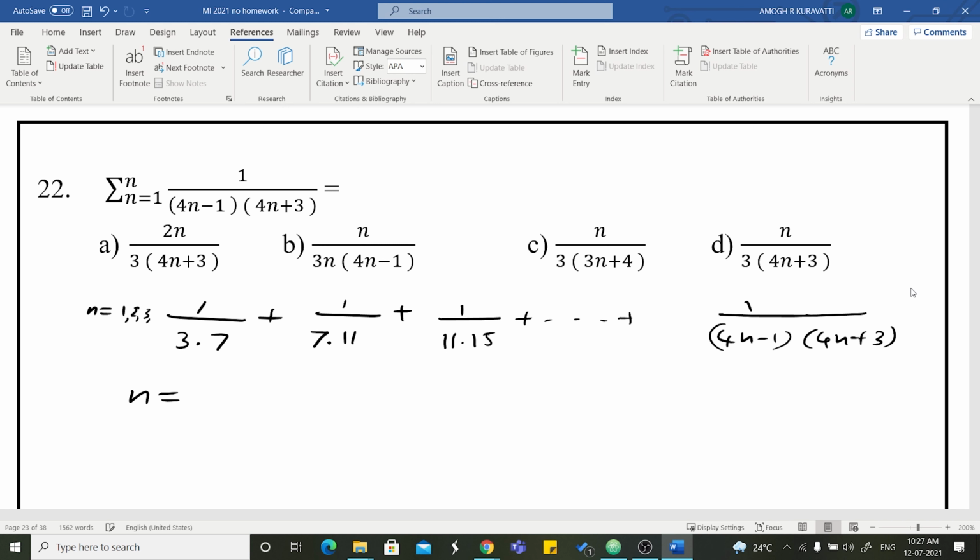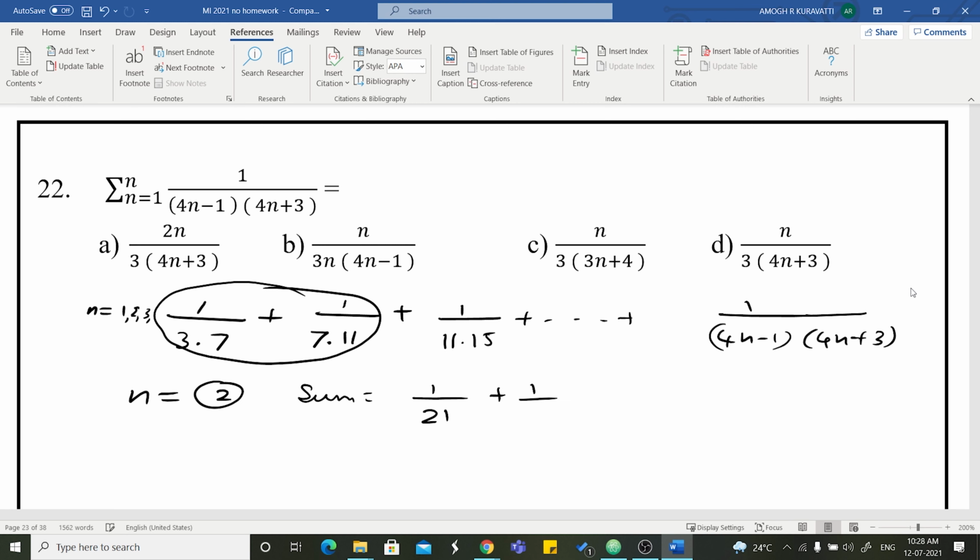Now if you take n is equal to 2, that means sum of two terms. What is the sum of two terms? 1 by 21 plus 1 by 77, so take the LCM. Or if you take n is equal to 1, it becomes easy. Further simplification is a lengthy process. So if you take n is equal to 1, it will become only the first term, that is 1 by 7 threes are 21.